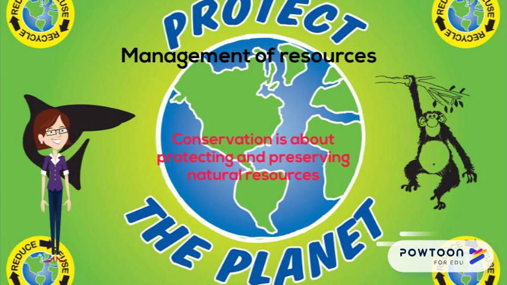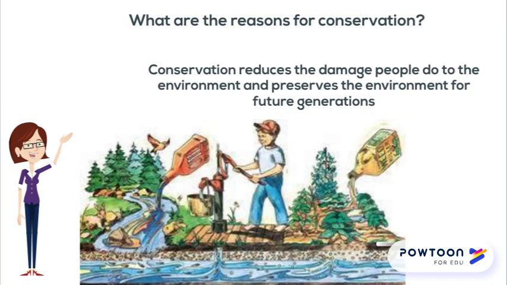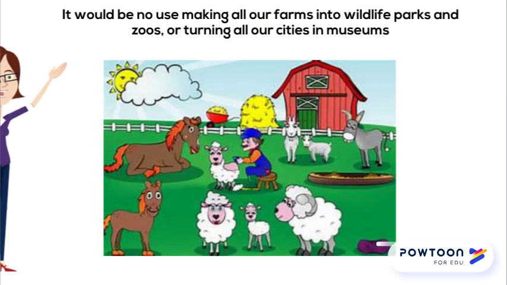Now, management of resources. Conservation is about protecting and preserving natural resources. Conservation encourages people to manage resources so that they do not become damaged. People can conserve whole areas of land and the ocean. What are the reasons for conservation? Conservation reduces the damage people do to the environment and preserves the environment for future generations. It helps people use resources so that the environment is not damaged.